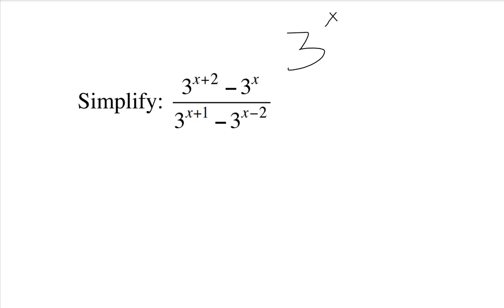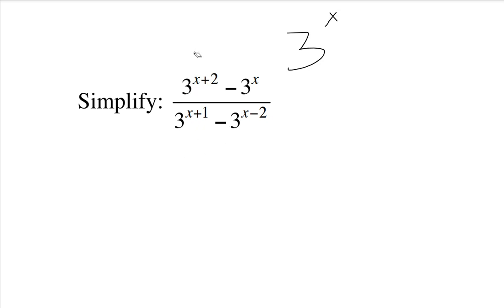Why is it a common factor in this expression? Because here we see 3 to the power x, here we see 3 to the power x, so it is common in both terms. Even in the denominator, it's here 3 to the power x, and also here 3 to the power x, so it is our common factor.